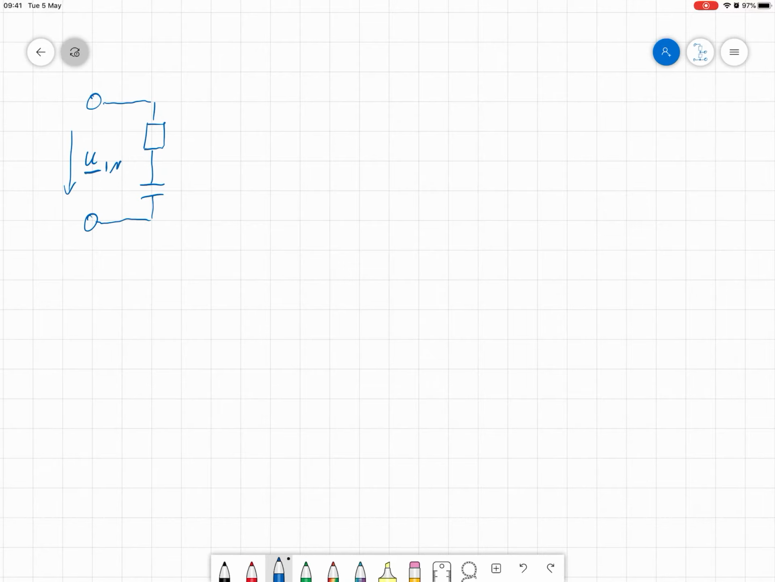We underline this U in to denote that this is a phasor, it is a complex quantity because we do an AC analysis here. We call the resistor R and the capacitor C. And we are interested in the voltage across the capacitor, which we call UC. Now the transfer function of this filter is defined as the output voltage divided by the input voltage. So G of j omega, the transfer function, is UC divided by U in.